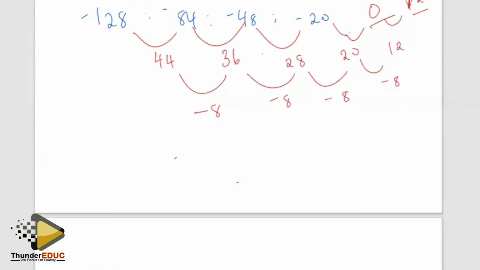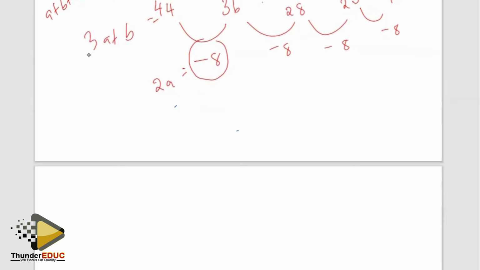So with the general term, what we always do is this is always equated to 2A. This is equated to 3A plus B. And then the first term is equated to A plus B plus C. All right, let's approach it in that format. So 2A is negative 8. Divide both sides by 2, which means A is negative 4.